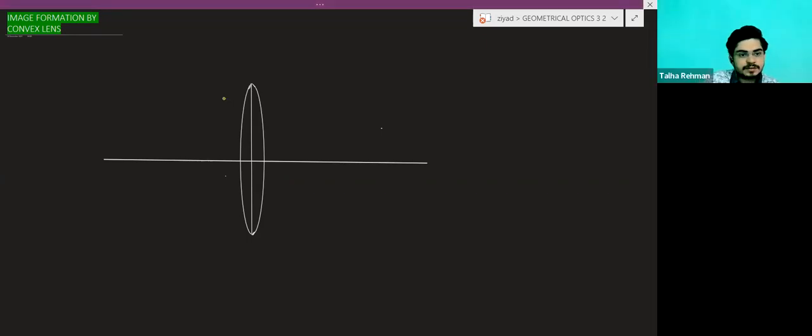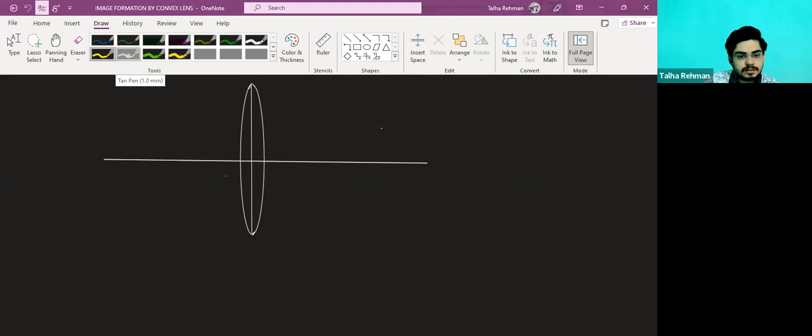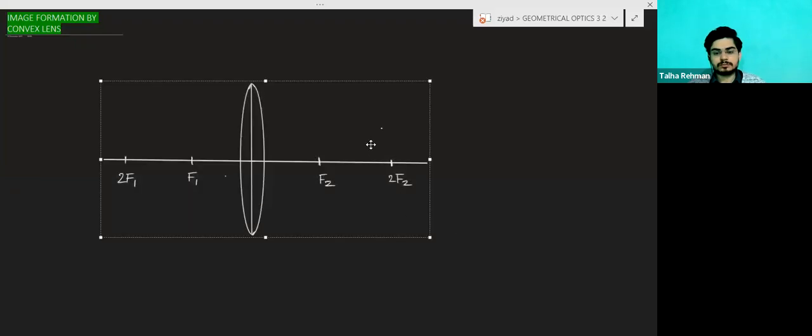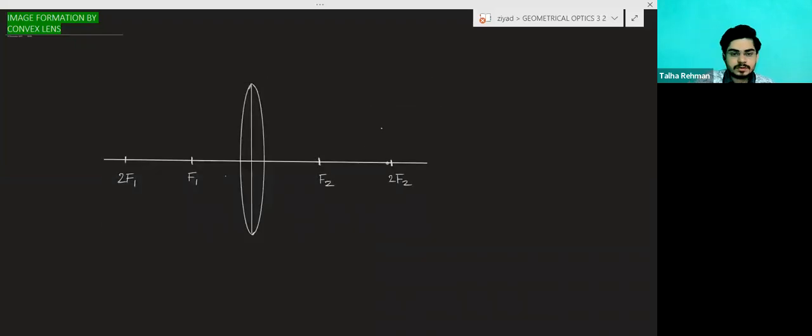I am marking the focuses. This is suppose f1, and this is 2f1. This is f2. This is 2f2. And this is the optical center.